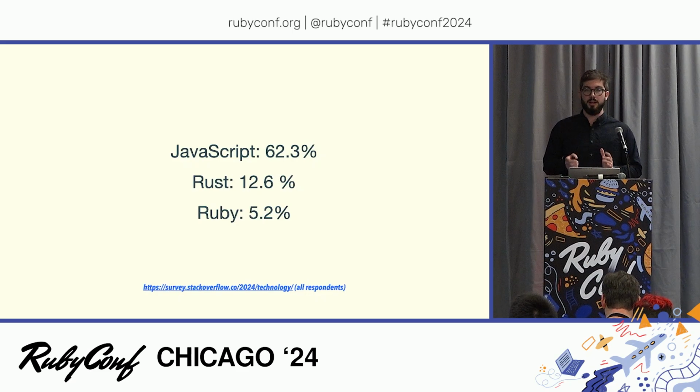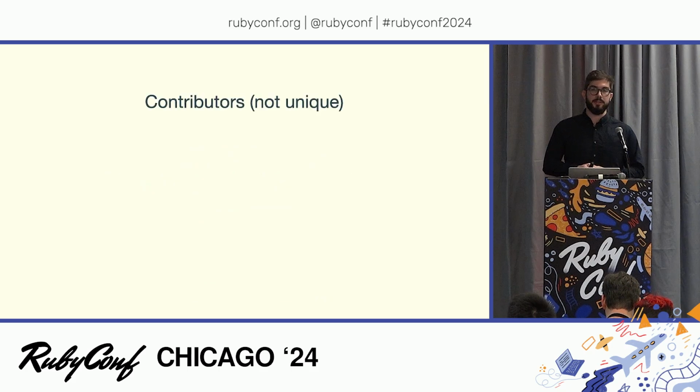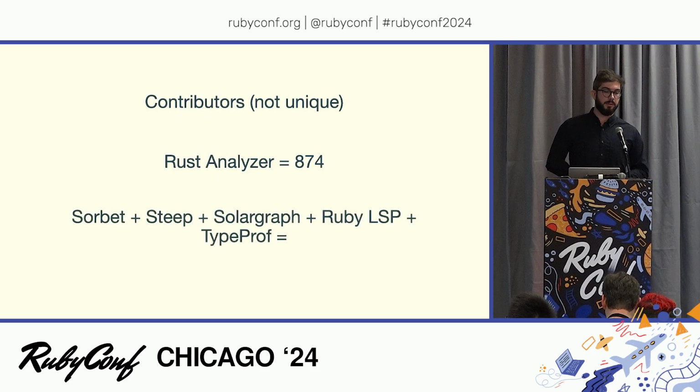But I want to argue that a community our size cannot afford to divide our efforts maintaining several different implementations of the same highly complex tools. As another statistic, if we take a look at the number of non-unique contributors for language servers, as of the time when I wrote this slide, Rust Analyzer had 874 contributors. And if we sum up the number of the five actively maintained language servers in our community, Sorbet, Steep, Solargraph, Ruby LSP, and TypeProf, and this is non-unique, so Dependabot is being counted 5 times. And I'm being counted more than once too. It's an inflated number. And even though it's inflated, we're not even close to the number of contributors that Rust Analyzer has, which is a lot more impactful to the quality of our tools than the fact that Ruby is a dynamic language.